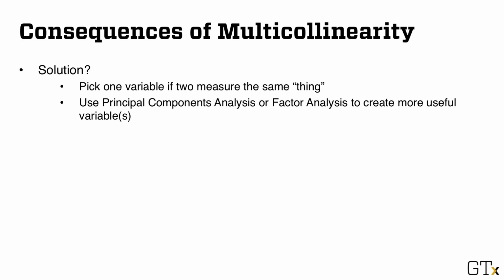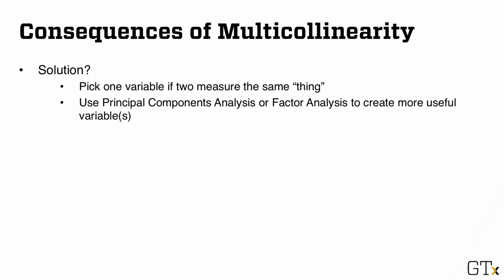So, given these consequences of multicollinearity, what can we do about it? One solution is to pick one variable if two or more measure the same thing, or use some other techniques like principal components analysis or factor analysis to create more useful variables that you could use in your linear regression model.